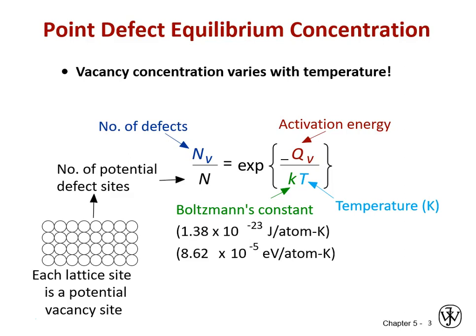And then our green term over in the exponential term is just Boltzmann's constant in energy per number of atoms per unit temperature. And so obviously the units in the exponential term should all cancel out, and that will be a dimensionless term. So important trends: higher activation energy means fewer defects at any given temperature. Higher temperature means more defects for any given material.